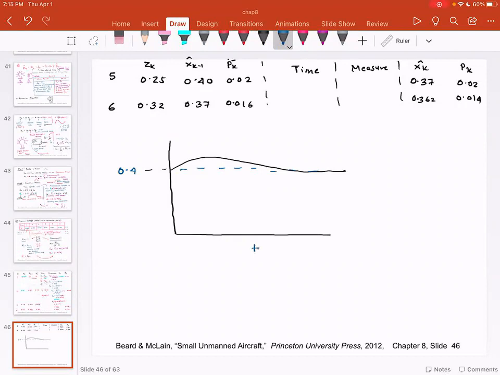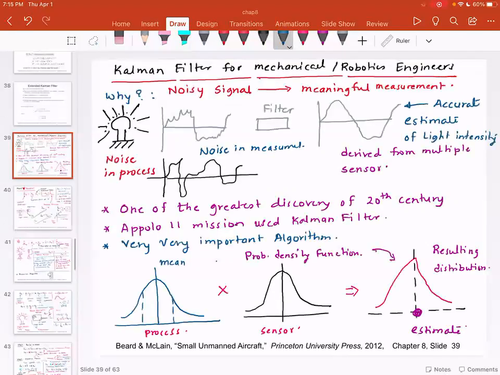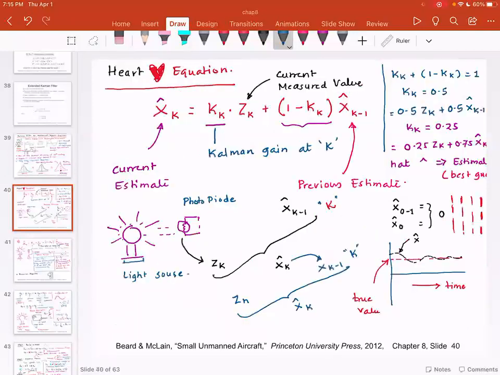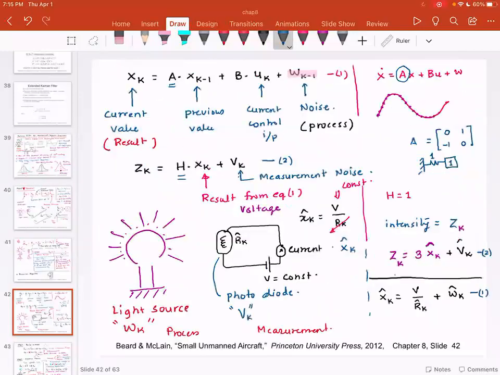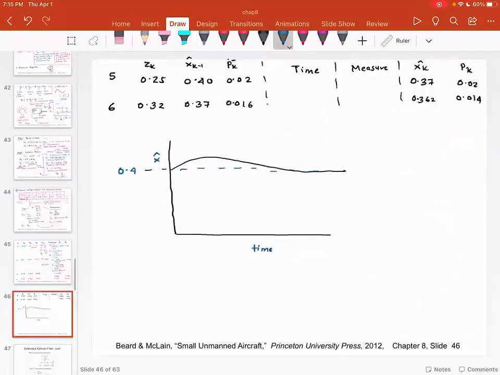So as time goes on, what I want you to do is plot x hat. And that is how the Kalman filter should behave. And once again, once you know the steps from here all the way up to the hand calculation, you know the nuts and bolts of the linear Kalman filter.